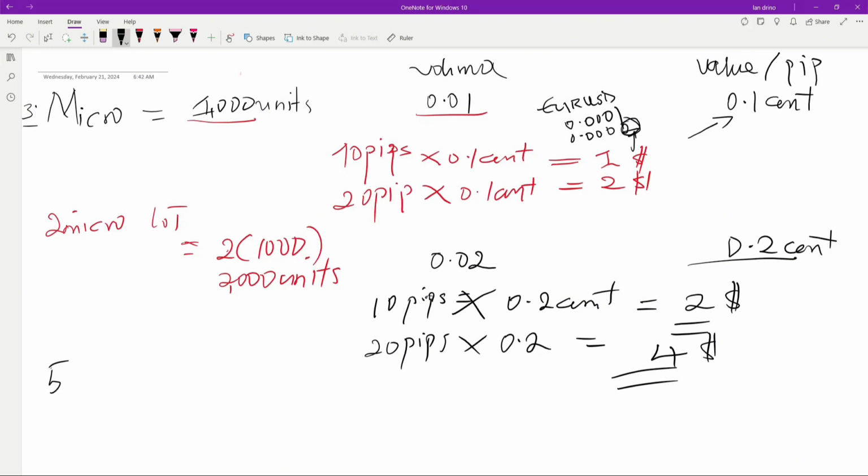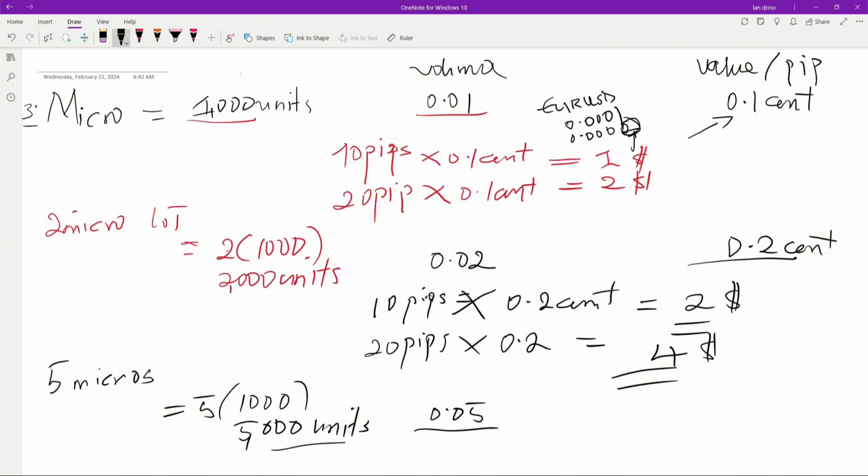What if you are trading 5 micros? What is the position you are going to be controlling? It's going to be 5 times the value per micro. A micro is 1,000 units. So you are going to be controlling 5,000 units of base currency. Now what's going to be our trading volume? 0.05, right? 0.01 is for 1 micro, so 5 micros will be 0.01 times 5, which is 0.05.